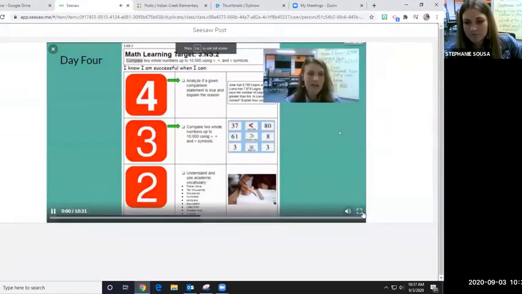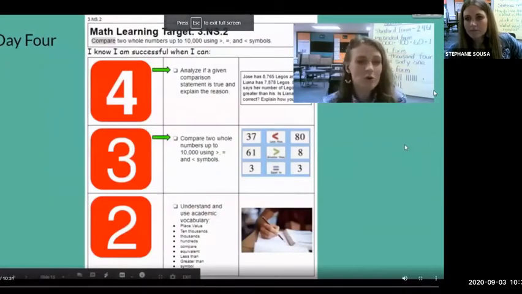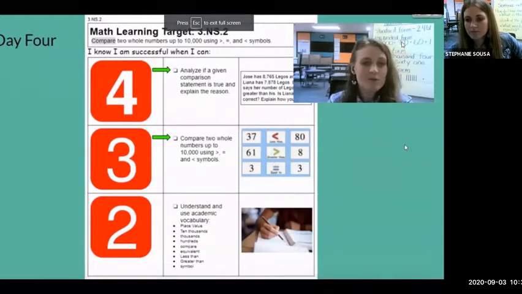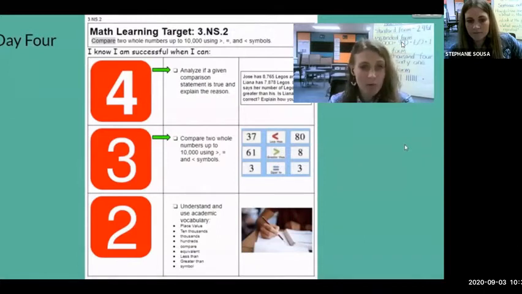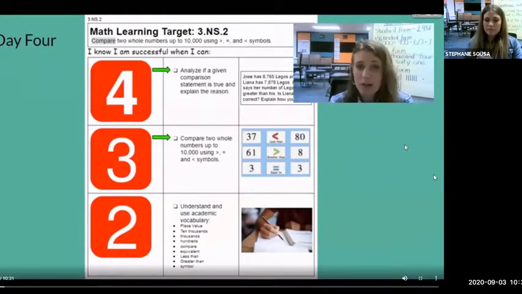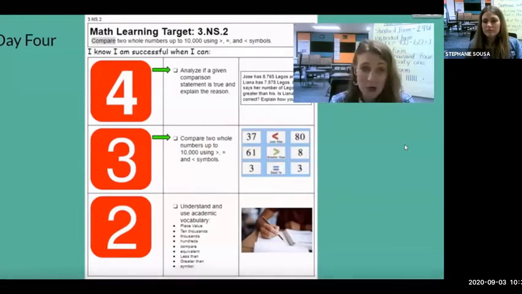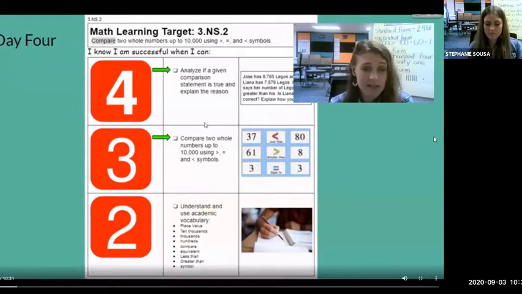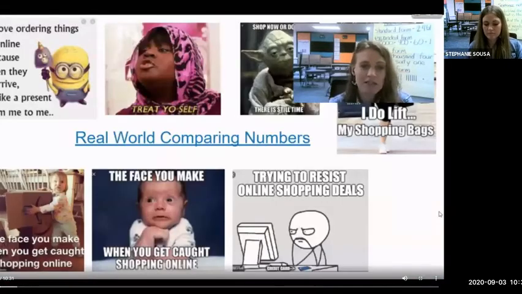All right, so here we go. 4th day of our standard, comparing 2 whole numbers up to 10,000 using the greater than, equal to, and less than symbols. Today we're going to continue on with that level 3 practice, but we're going to apply this to a real world skill, okay? We're also going to have an opportunity to practice this level 4, where you will be analyzing if a given comparison statement is true and explaining the reason. Let's take a look at our activity today.